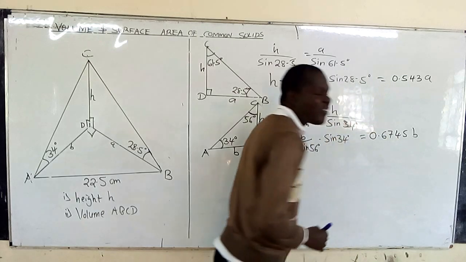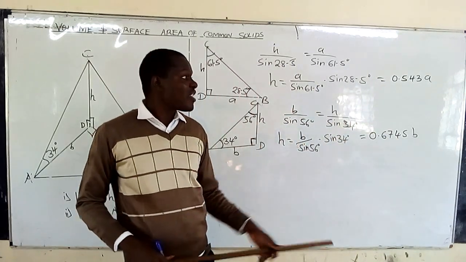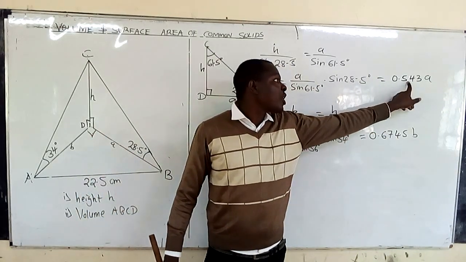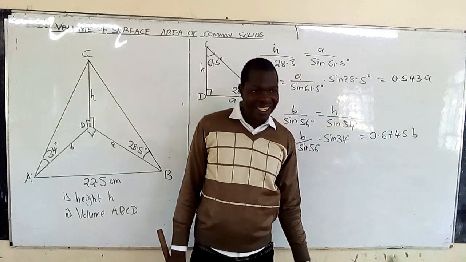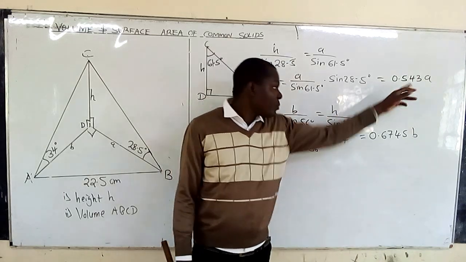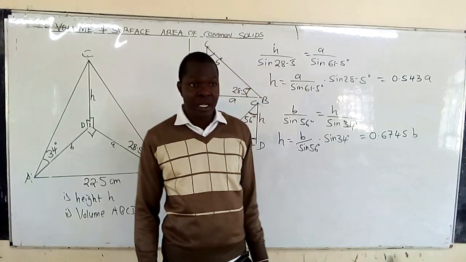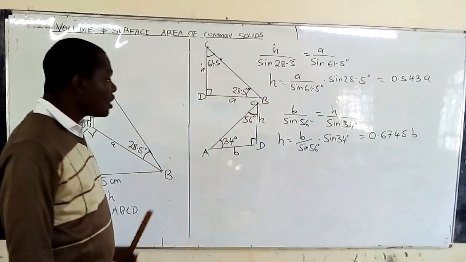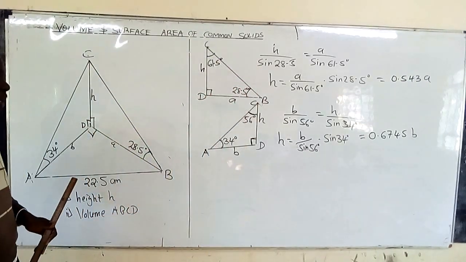Remember, we were told everything to 4 decimal places. Remember, when we rounded it was 0.5430, that is why it was left with 3, but we were told 4 decimal places. Is that okay? Good. So we found that relationship. Where else do we go?